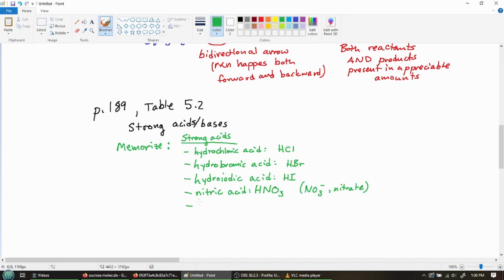Next, another one that we hopefully recognize, sulfuric. Okay, so this one comes from the sulfate anion. So this will be H2SO4. And it comes from SO4 2 minus, hence the 2 hydrogens there. Which we're going to call this ion sulfate.